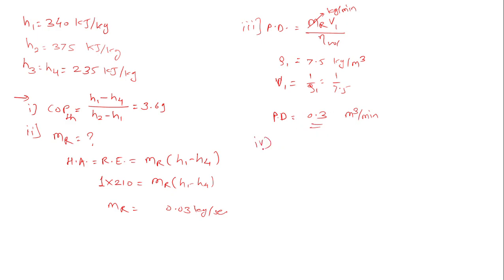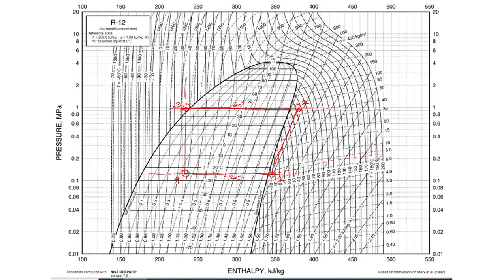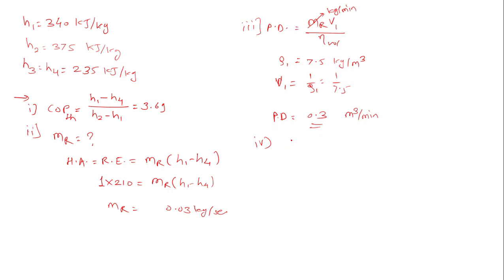Then bit number 4 is the heat rejected in the condenser. The condensation process is from 2 to 3. So heat rejected in the condenser will be the difference of these two points, H2 minus H3, and the answer will be in kilojoule per kg. I want this answer in kilowatts, so I multiply this value by the mass of refrigerant. Whatever unit you put here for the mass of refrigerant, based on that you will get the unit.